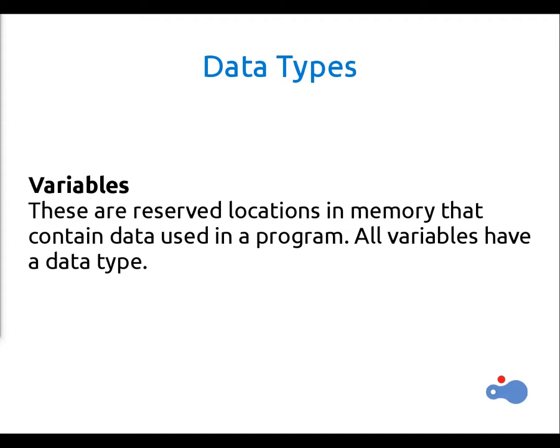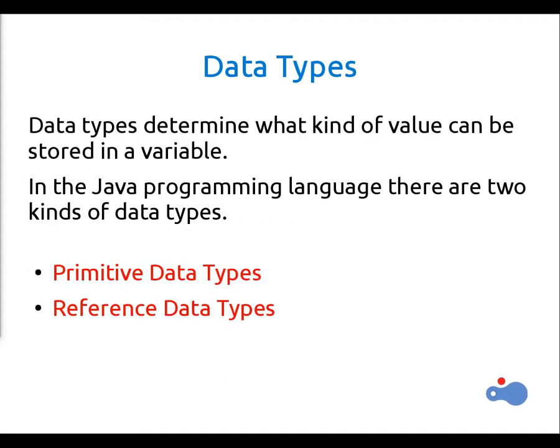In order to understand data types, first we'll have to understand what a variable is. These are reserved locations in memory that contain data used in a program. All variables have a data type. Data types determine what kind of value can be stored in a variable. In the Java programming language, there are two kinds of data types: primitive data types and reference data types. In this tutorial, we'll only be discussing primitive data types.